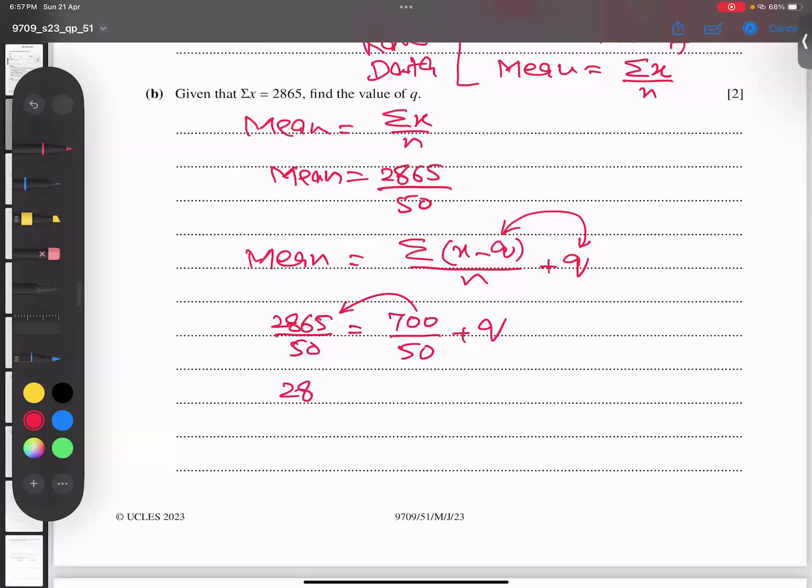So 2865 over 50 minus 700 over 50 is equal to q. Students, it is a matter of just typing into the calculator. Let me check when I type in 2865 over 50 minus 700 divided by 50, it is giving me 43.3. So Alhamdulillah, I believe you got the point clear.